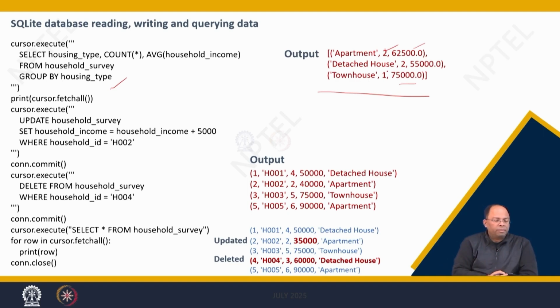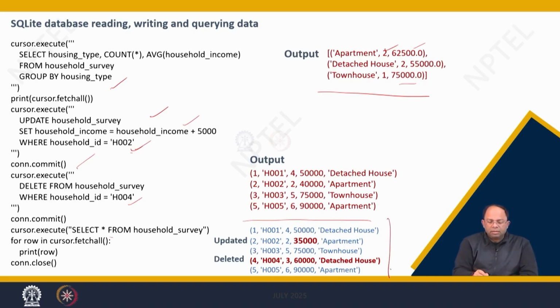Then we can update the data in the database. Here you can see cursor.execute update household survey, set household income equal to household income plus 5,000, where household ID is equal to 8002. So for this particular row of data, I am updating the income, and then con.commit is for saving it. Then I can also delete from the table where household ID is equal to 8004. So I am deleting that record, and again I am committing, and then I can execute a select star statement to see the output. Over here you can see the final output which has come.